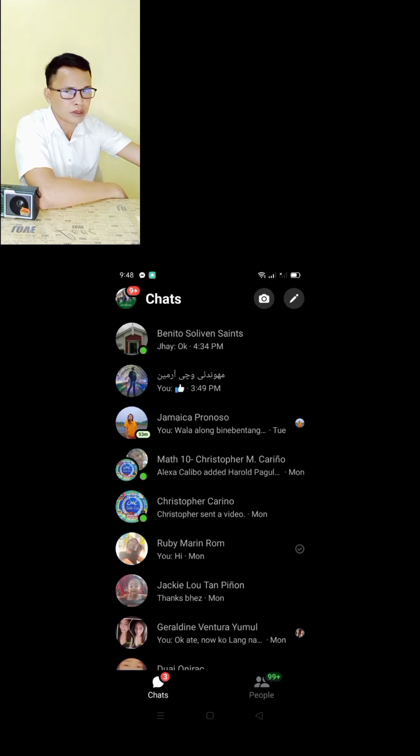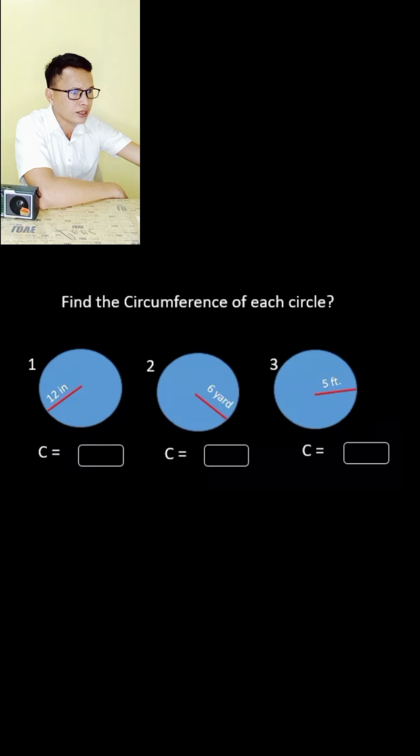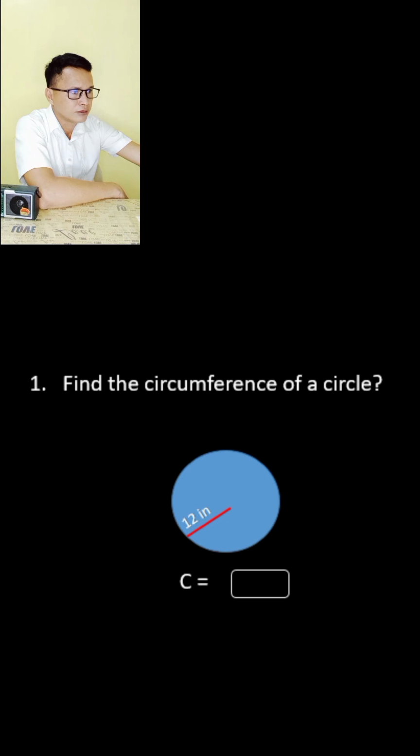I know you are all done and your answers have been forwarded to our e-classroom. Let's answer them one by one. Are you ready? Okay, for the first 3 problems, what are the circumferences? For number 1, what is the circumference given the radius 12 inches?